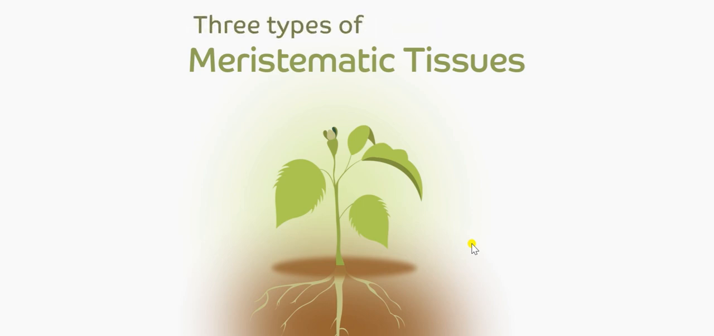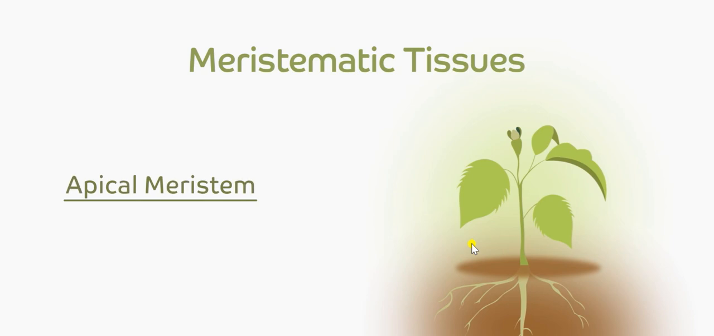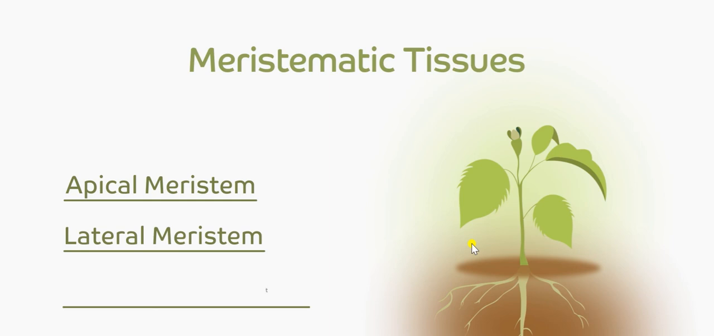Three different parts. That's correct. Three different parts have meristematic tissues. The meristematic tissues in each of these parts has different names. Let us look at the three main types of meristematic tissues. The first is the apical meristem. The second is the lateral meristem. And the third is the intercalary meristem.